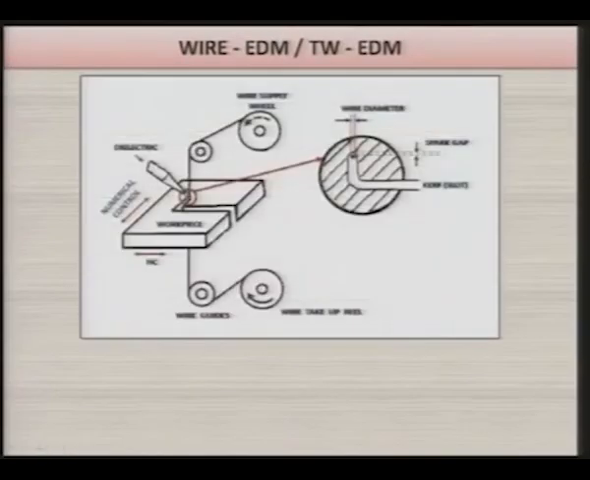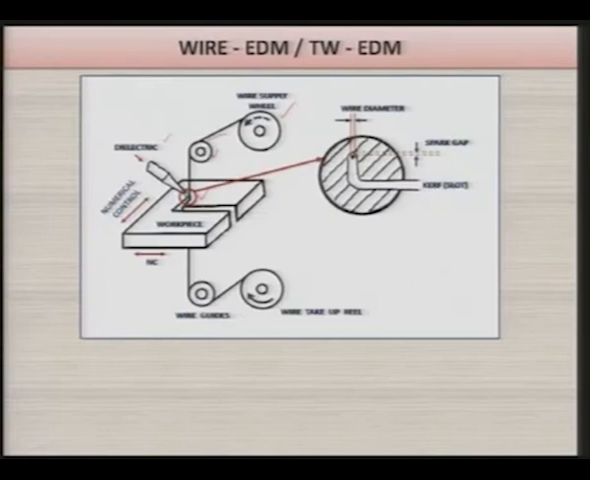This is also known as the travelling wire electric discharge machining process, whose schematic diagram is shown over here, which is simple. You can see here, this is the wire supply wheel from where the wire is coming, and this wire moves on the pulley, and from the pulley it comes to the area where material removal is taking place. There is a nozzle which is supplying the dielectric between the tool, that is the wire, and the workpiece gap, that is the inter-electrode gap.